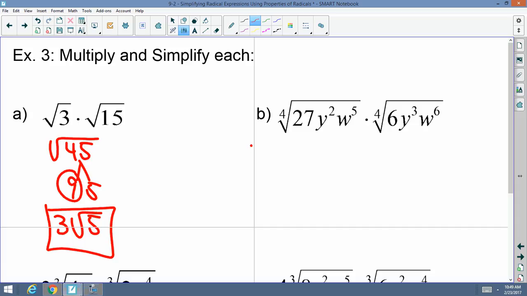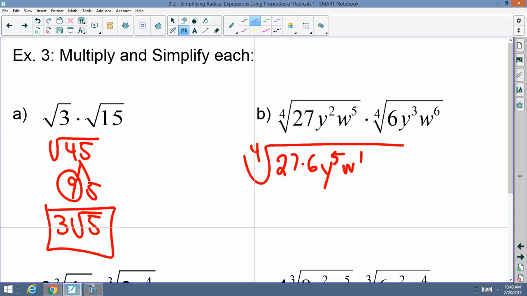Here, I've got the 4th root of 27 times 6, y to the 5th, and w to the 11th. I'm not going to multiply that. Now, why don't I multiply them? Because if I multiply them, I'm going to have to break them down anyway. So I'm just going to start breaking this down here. This is 3 times 9, a 3 and a 3, a 2 and a 3.